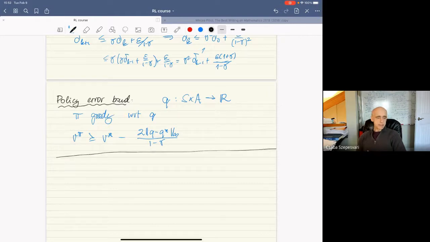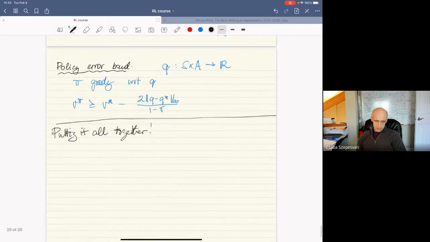So putting everything together, so after k iterations, so putting it all together, so we're going to run policy iteration.